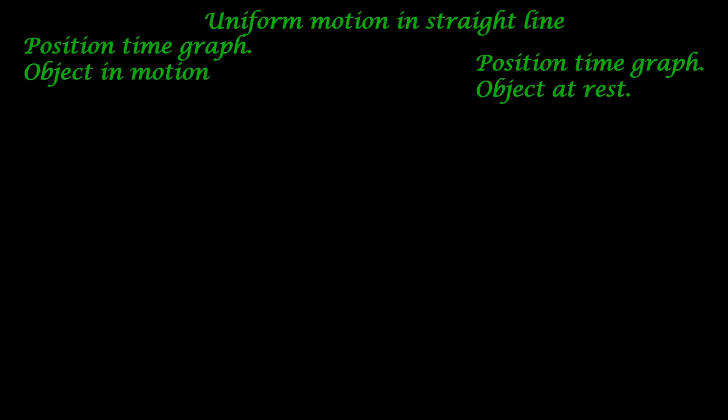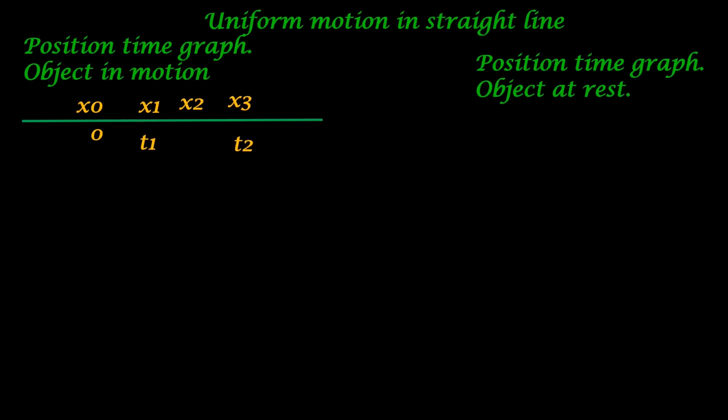In this video, we will discuss how to plot position time graph in uniform motion in a straight line. We have to discuss position time graph of an object at rest and then pass on to position time graph of an object in motion. We will also discuss the significance of position time graph in uniform motion. For that, we will use one illustration.